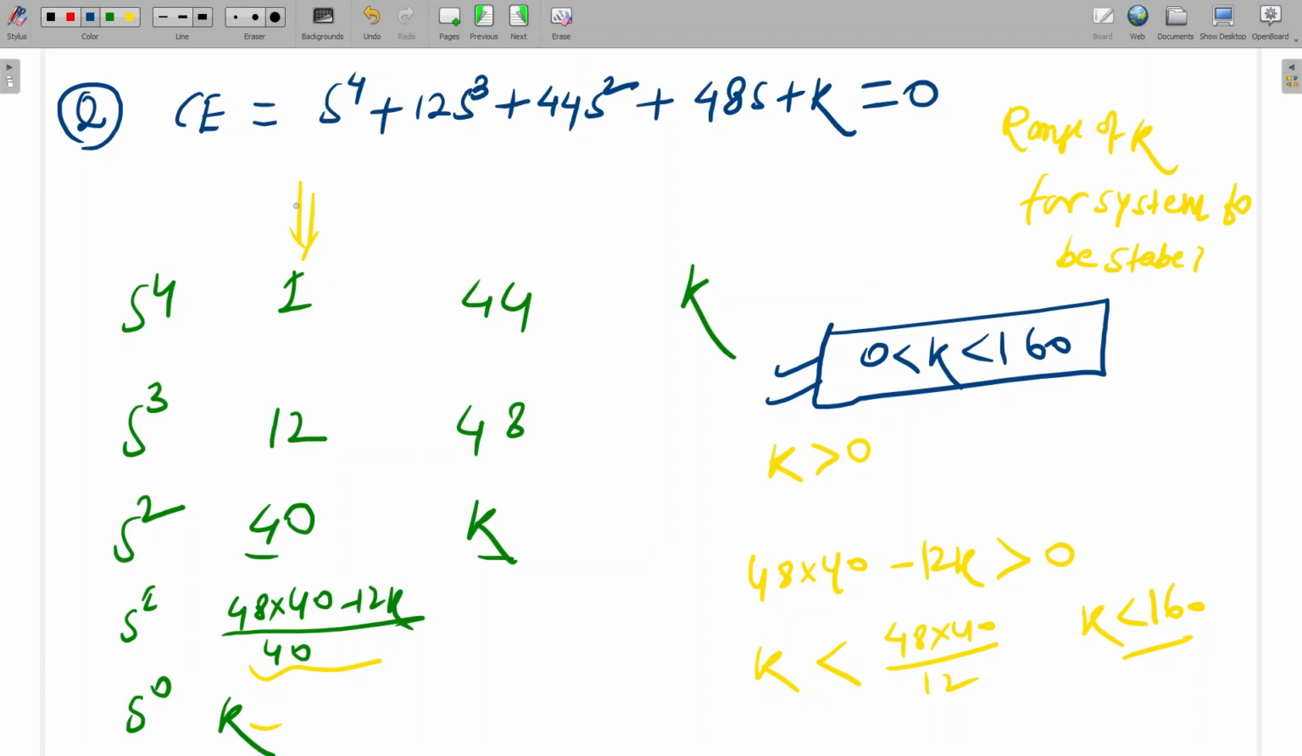Only one rule is there. All the signs of the one column should be the same. Since these three are positive, I am making this greater than 0 and this also greater than 0. Is it clear? Yes, clear, sir.